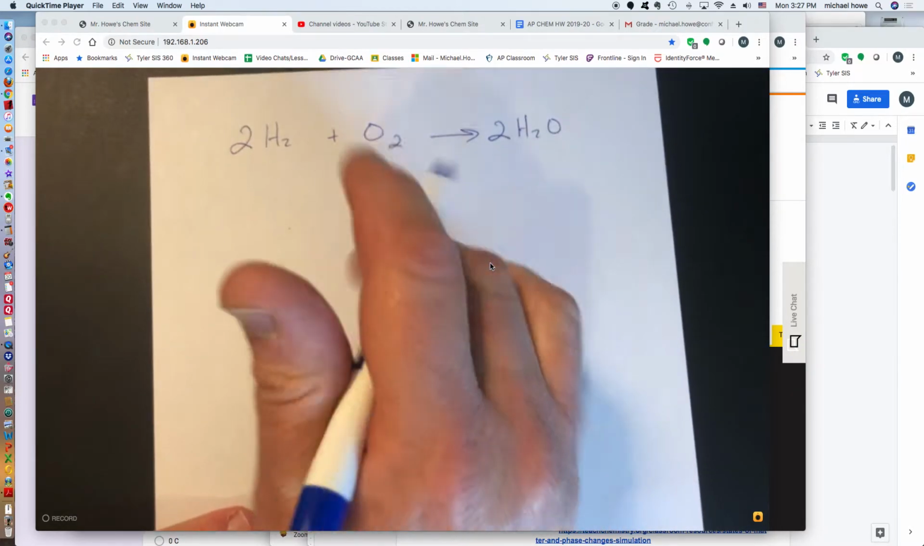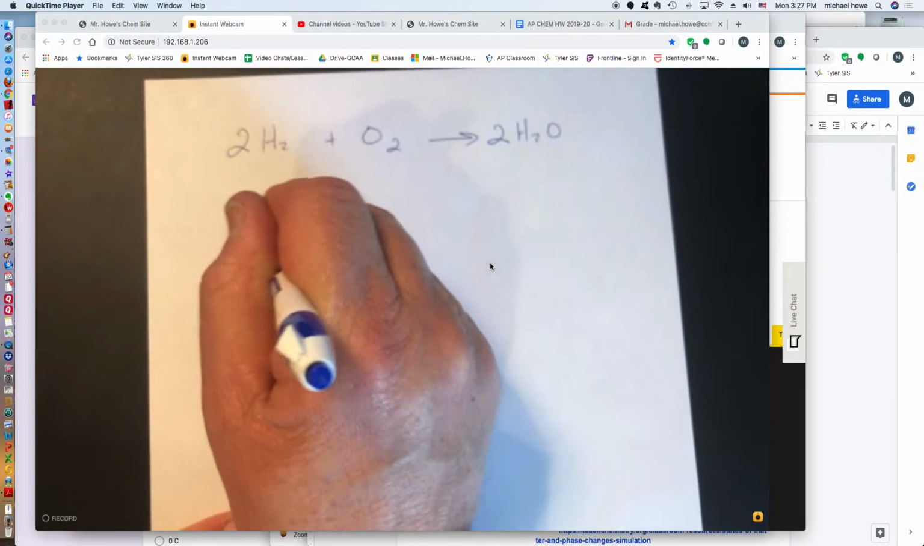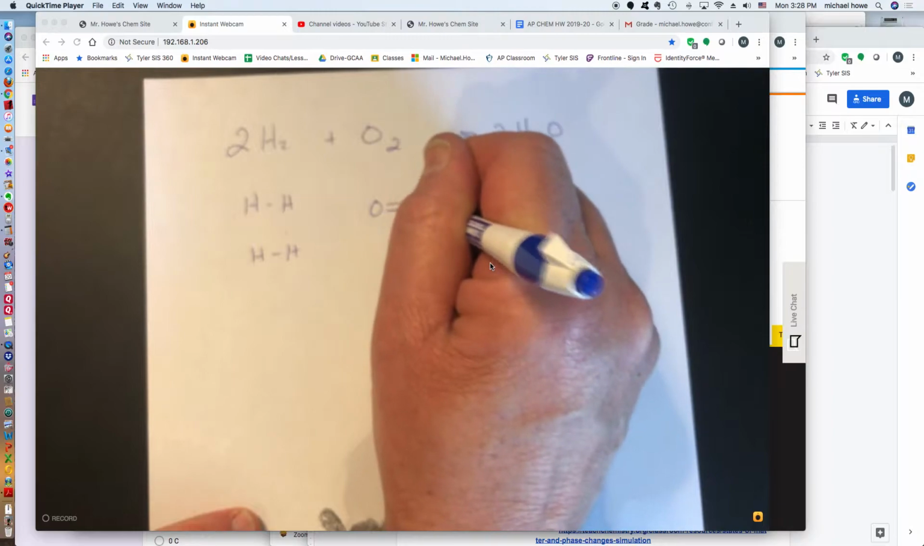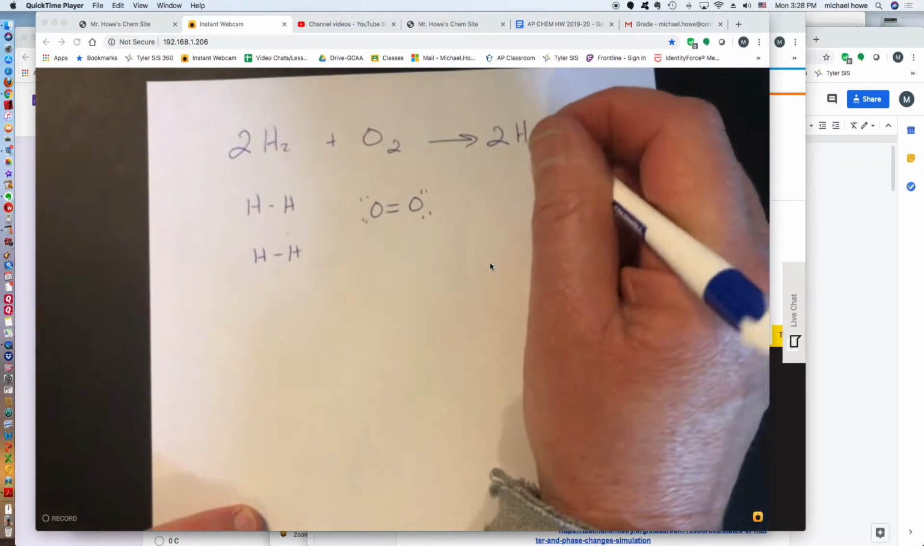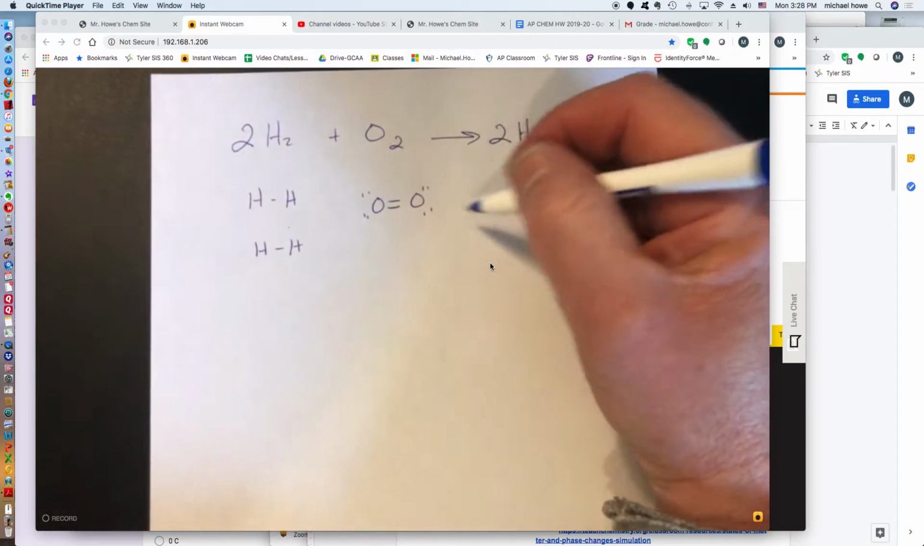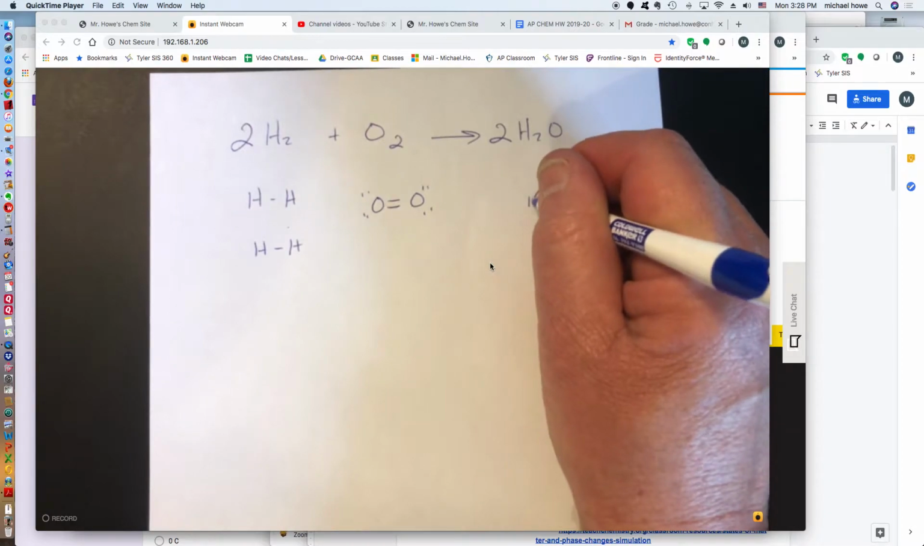Drawing pictures of these molecules, you've got a hydrogen bonded to a hydrogen, but there are two of them. You have an oxygen bonded to an oxygen. From first semester, you remember how to draw dot diagrams, and so add the valence electrons, etc. And then over here we have two water molecules. They look like this.